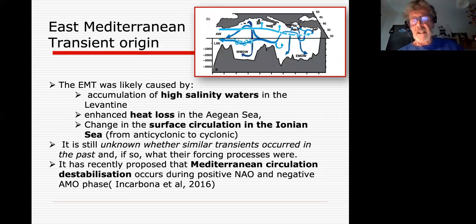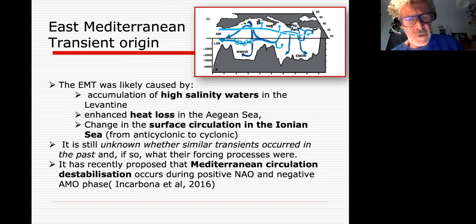There were a couple of very severe winters in the Aegean Sea, especially in the early 90s, that enhanced the heat loss in this area. And concomitant with that was the change in the surface circulation of Ionian Sea from anticyclonic to cyclonic, diverting part of the fresh water of Atlantic origin into Ionian and not in the Eastern Mediterranean.